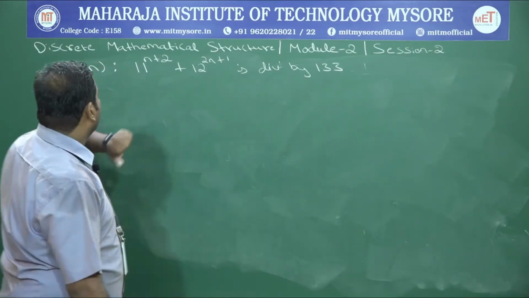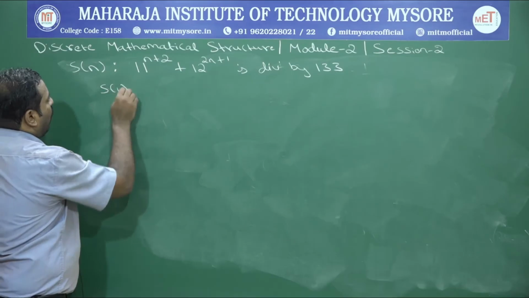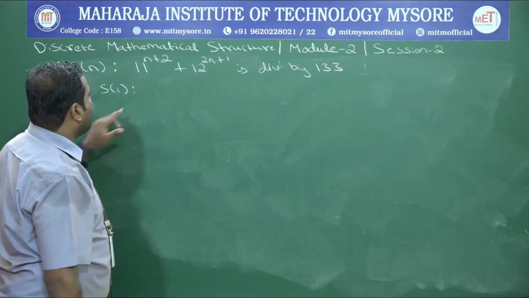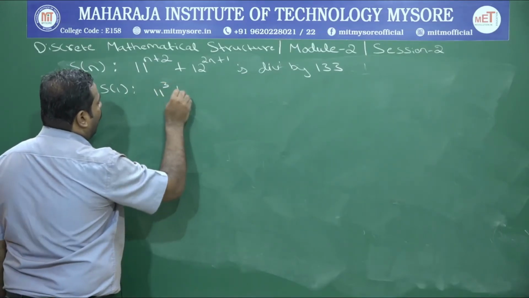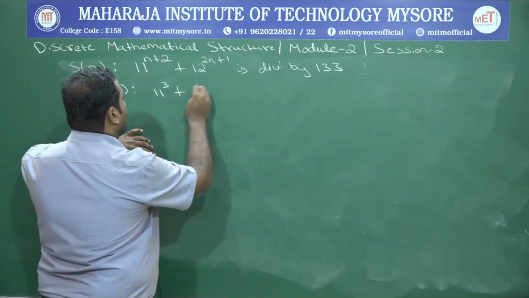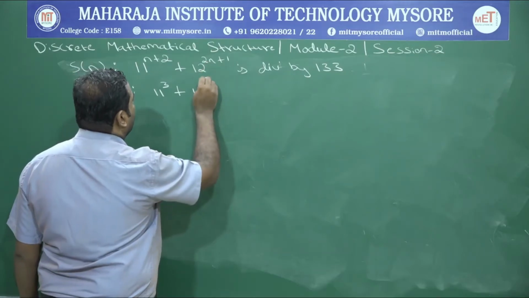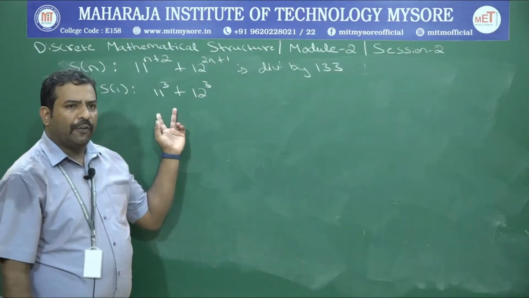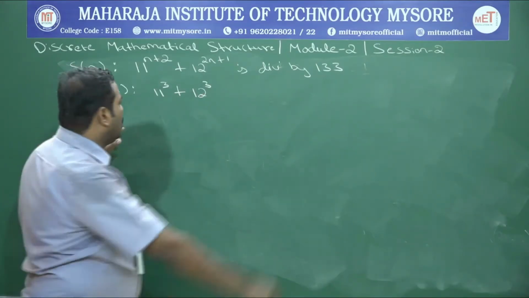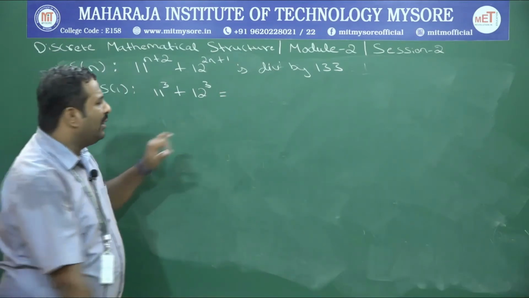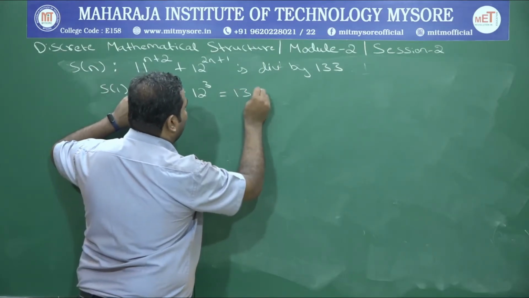So, for this case, let me consider S of 1. I am going to have the S of 1 statement, where I replace n with 1, and this will stand as 11 to the power of 3 plus 12 to the power of 3. Now, what is this going to end with? 11 into 11 is 121, and 11 cubed is 1331.